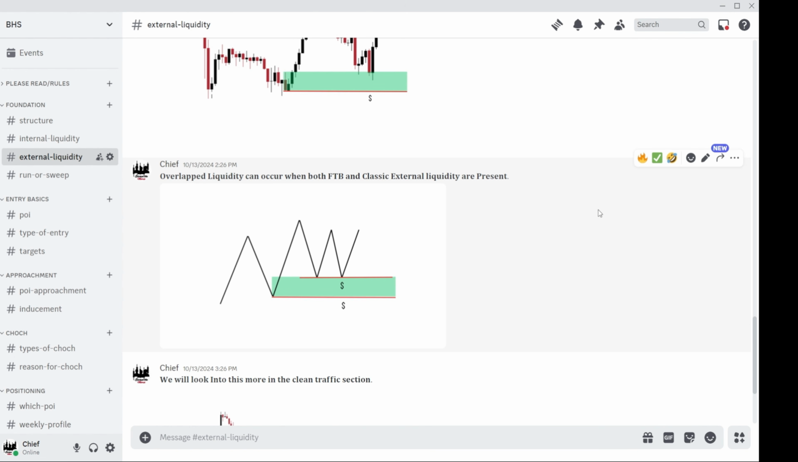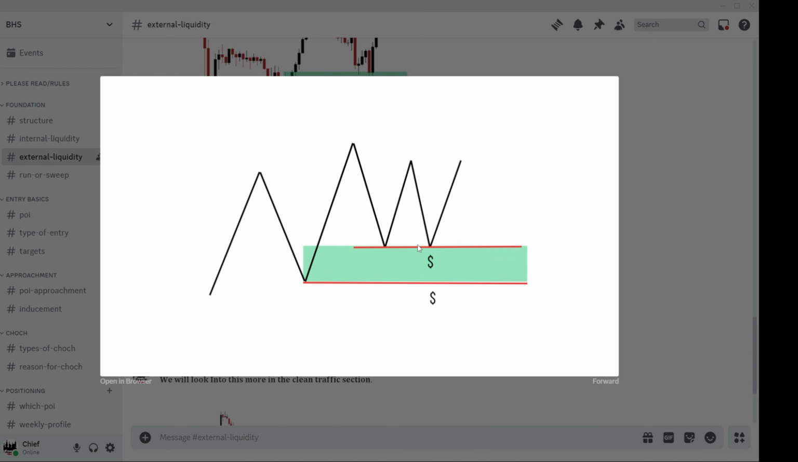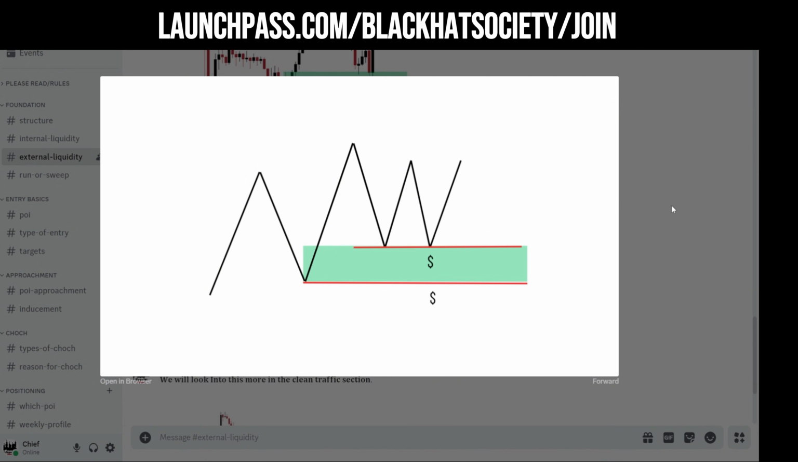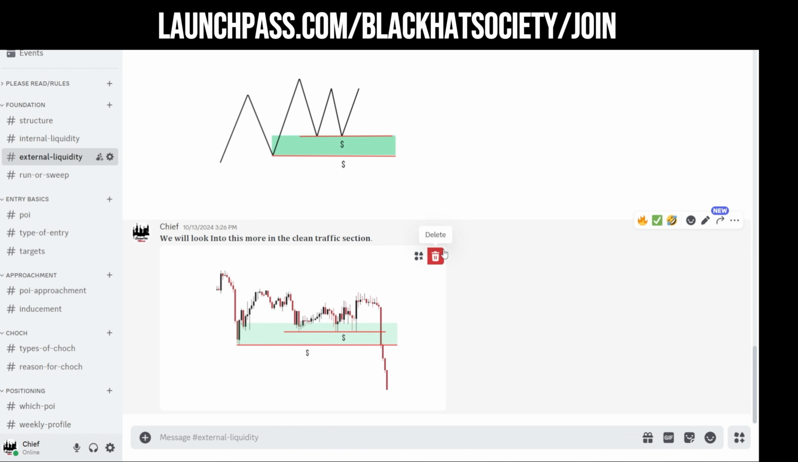So overlap liquidity, which would be your most powerful liquidity, is when you have your FTB and your classic external liquidity present. As you can see here, you have your classic liquidity, which is your double bottoms, and you have your FTB, which is a rejection of a demand zone and a failure. This is an example.